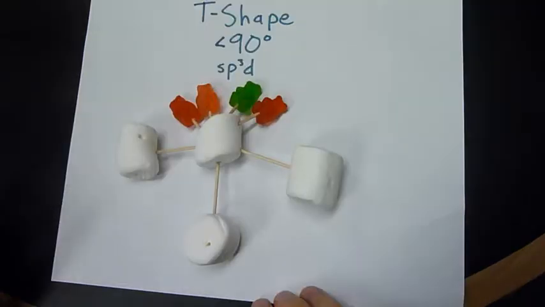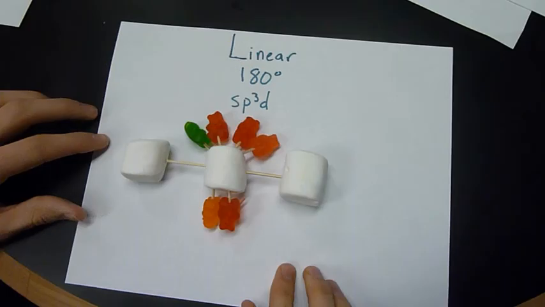Here we have a molecule that is T-shaped, with less than 90 degree angles squeezed together again by the 2 lone pairs, and central atom hybridization of sp3d. Here we have linear again, same as before with 180 degree bond angle, but this time you have 3 lone pairs, which makes the central atom hybridization sp3d.